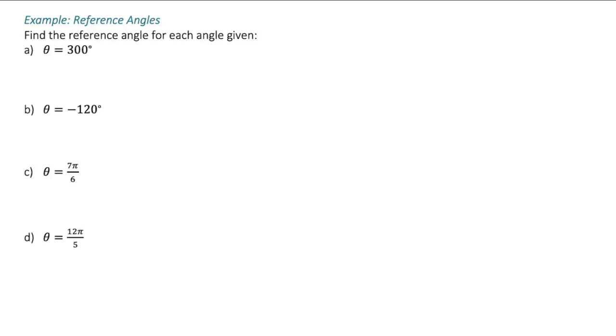Find the reference angle for each angle given. So here we have 300 degrees, and 300 degrees is obviously not an acute angle. It's not less than 90 degrees. So all we're going to do to find the reference angle is take this and subtract a half of a revolution of the circle, okay? And that equals 120, okay?